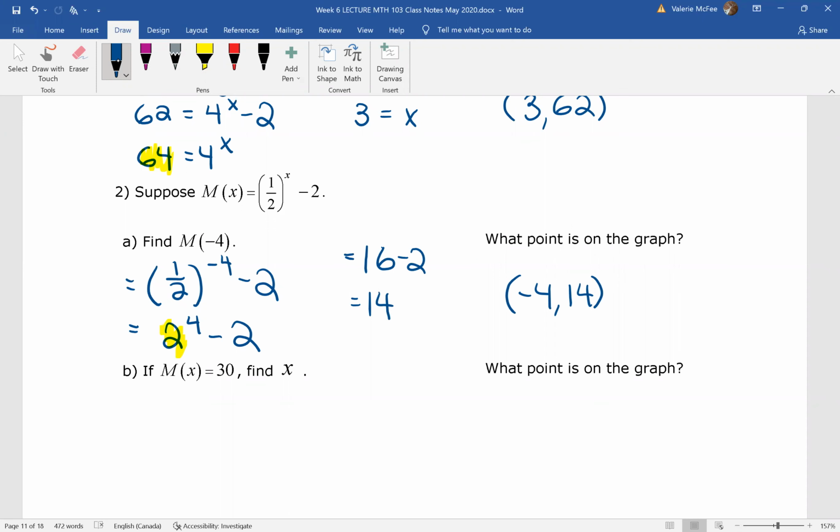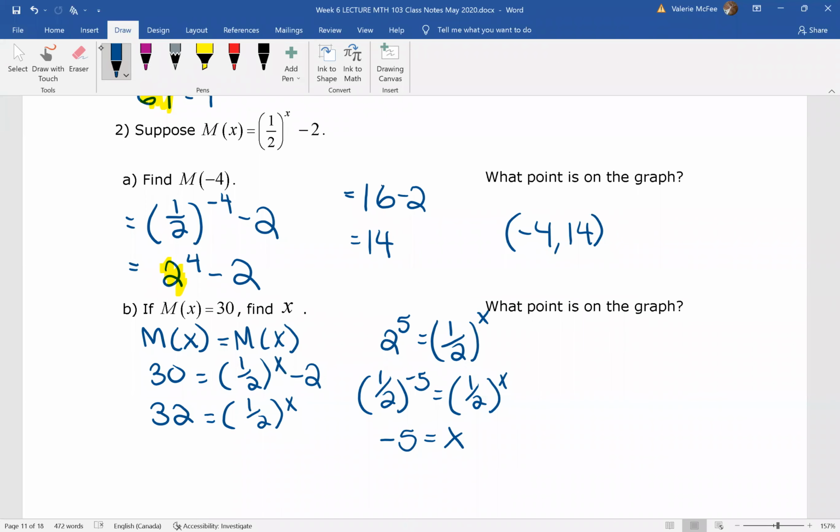Finish with part B here. I hope you were able to evaluate this one because it was a matter of remembering your negative exponents. We know that 32 is equal to 2 to the power of 5. And if we find the reciprocal of 2, our exponent became negative. X equals -5. When x is -5, y, or the m of x, is 30.